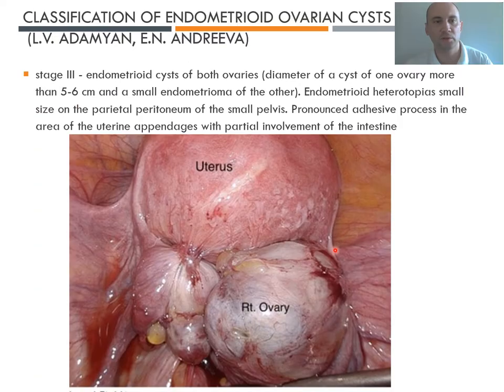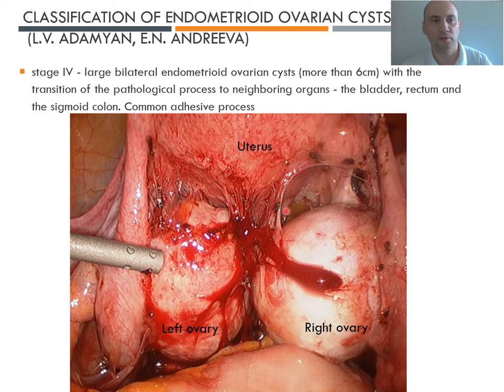Stage 3, endometrial cysts of both ovaries, with a diameter of cysts of one ovary more than 6 cm, and a small endometrioma of the other ovary. Endometrioid heterotopias of small size on the parietal peritoneum and small pelvis. Pronounced adhesive process in the area of the uterine appendages with partial involvement of the intestine.